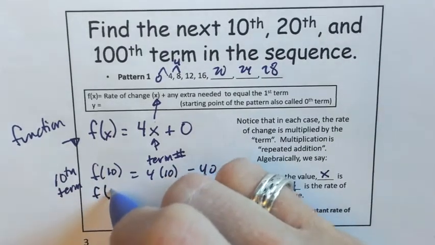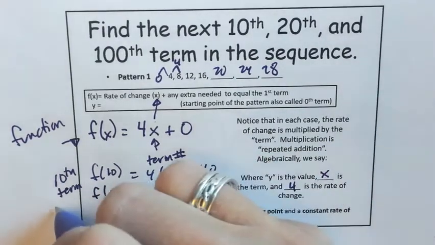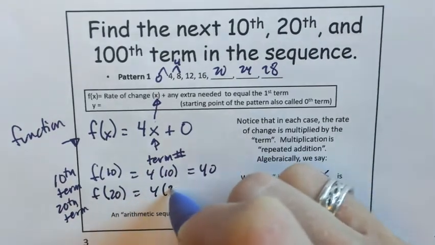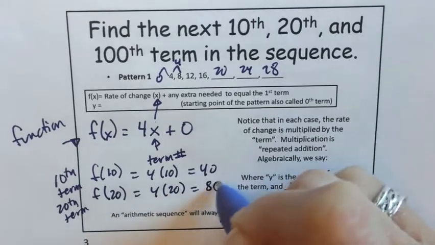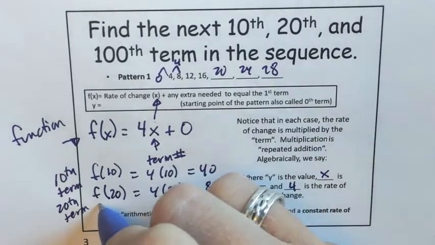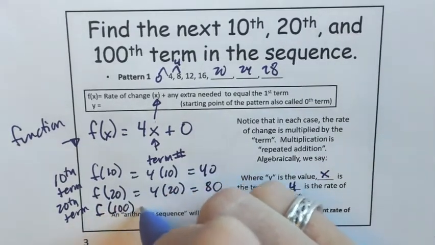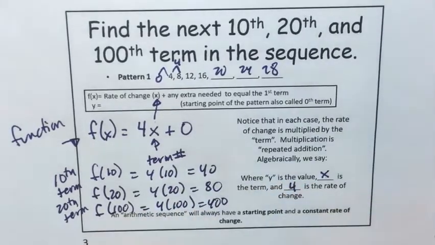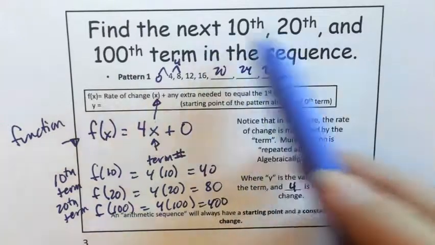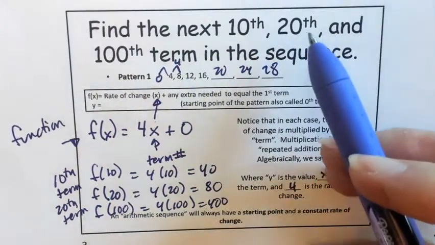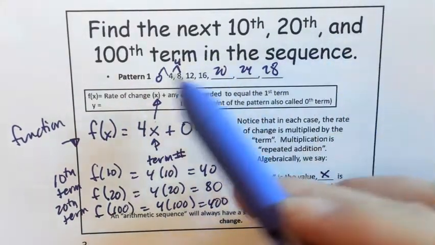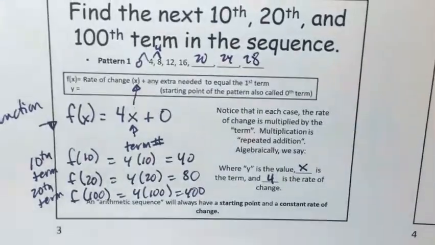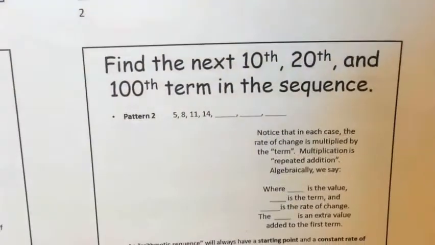If I want to find f of 20, the 20th term, I would do 4 times 20, which would give me 80. If I want to find the 100th number, I would do f of 100, which is 4 times 100, which would be 400. So if I want to find any specific number, let's say the 27th term, I would do 27 times 4, plus nothing. Let's try the next one.